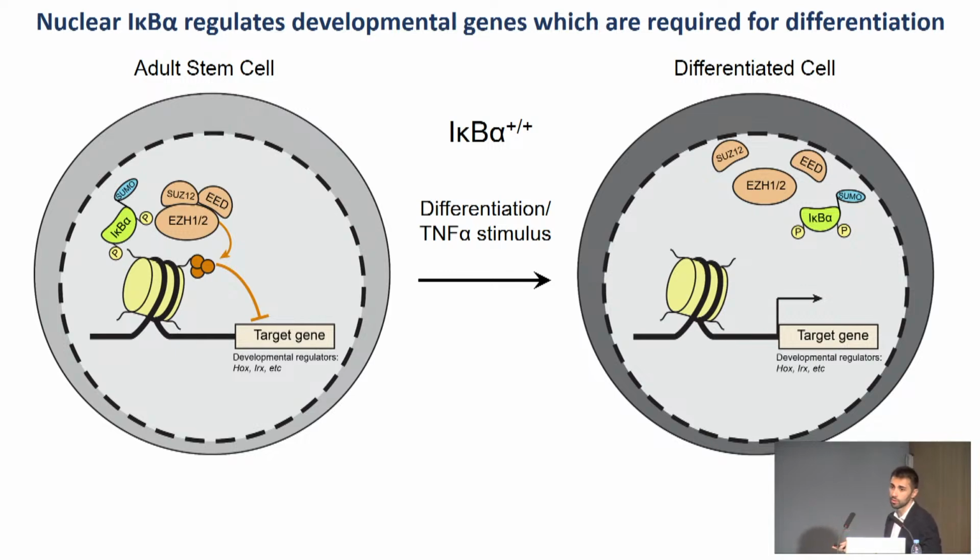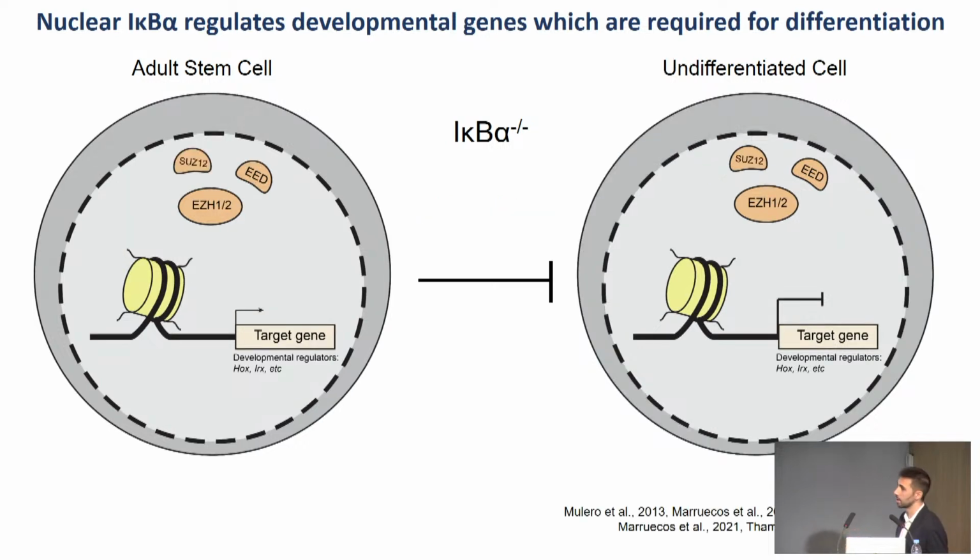And it was also curious to know that all these genes were also bound by different polycomb proteins that were decorating those genes with the lysine 27 trimethylation. And upon different stimuli such as differentiation or cytokine stimulus, this IκB alpha will be released from the chromatin to allow a proper activation of those target genes. So this dynamic binding of IκB alpha was allowing a proper differentiation of different adult stem cells.